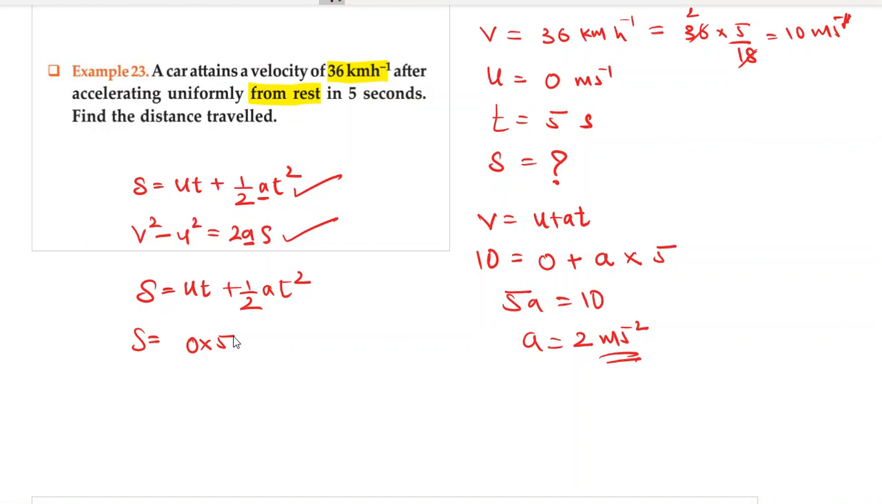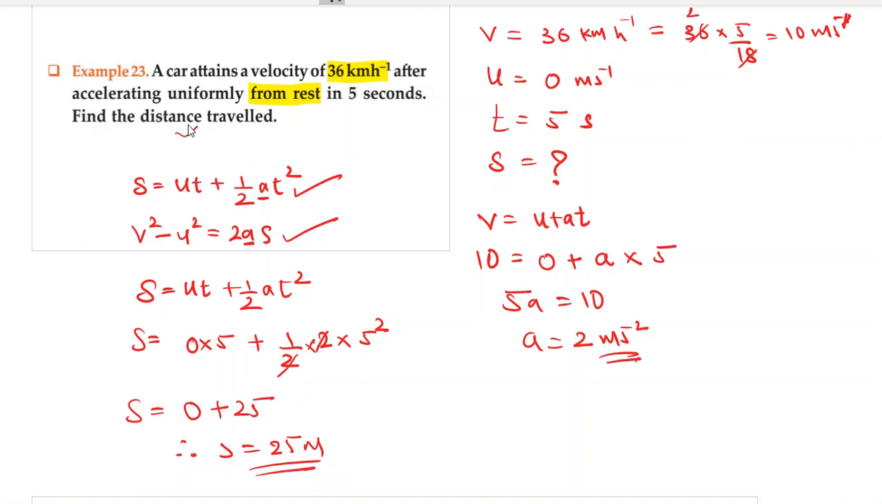0. What is t? 5, plus half into, what is a? Acceleration, 2 meter per second square. What is time? Time is 5. So 5 square. So s is equal to 0 plus this 2 and 2 will cut and this will become 25. Therefore s is equal to 25 meter. Right? Displacement is equal to 25 meter. So this is the displacement or distance traveled.